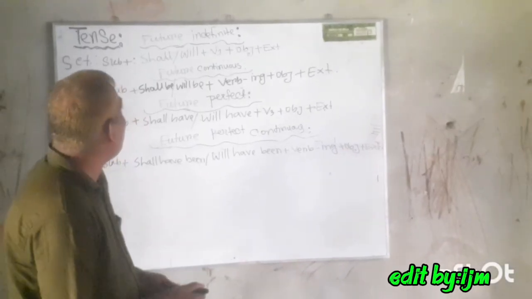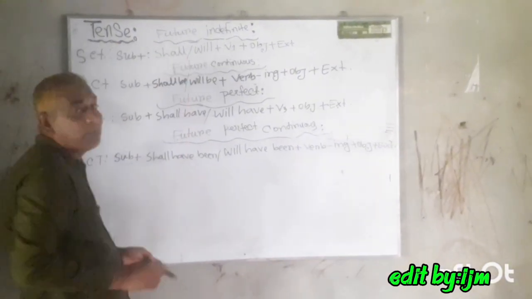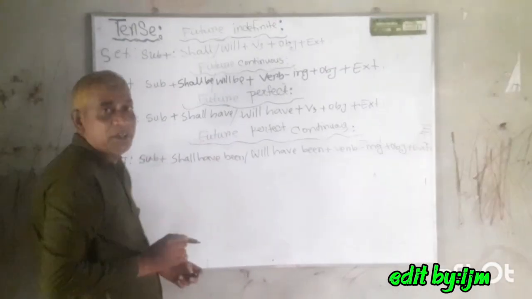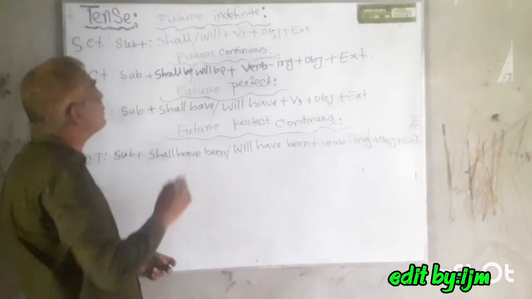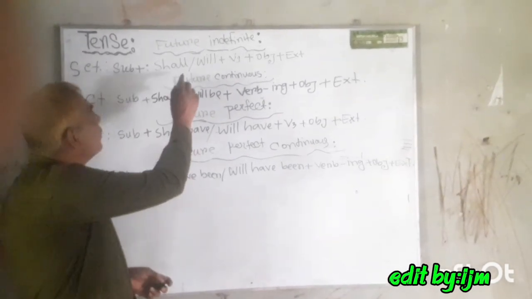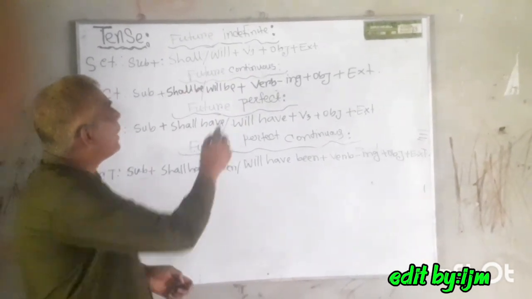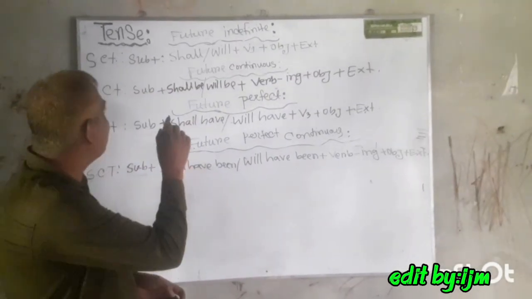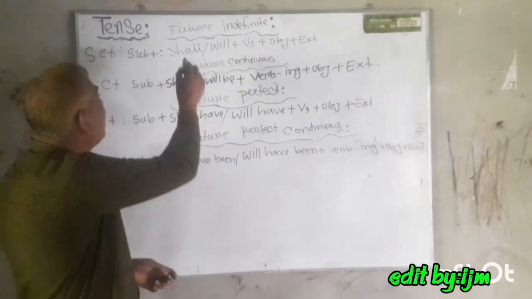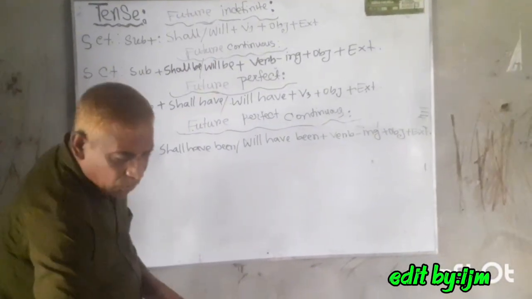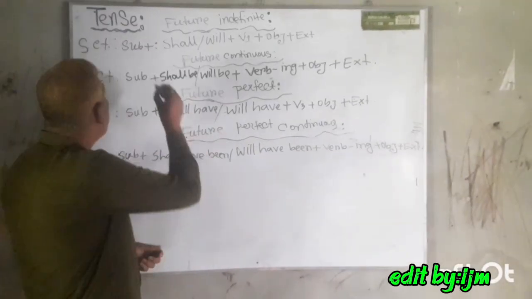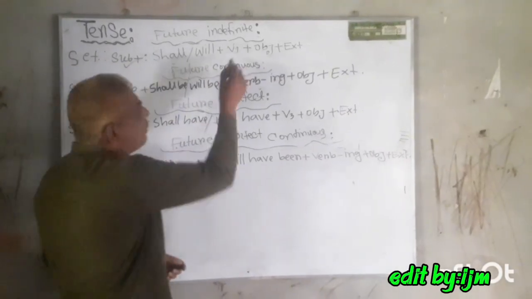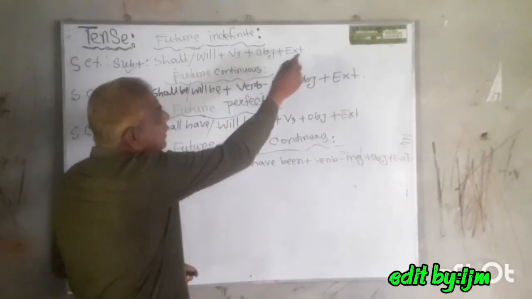Okay. Next we are going to learn the structure of the future indefinite tense. The structure of future indefinite is: subject plus auxiliary verb or helping verb, shall or will, plus verb one, that means verb present form, plus object plus extension. This is very important.